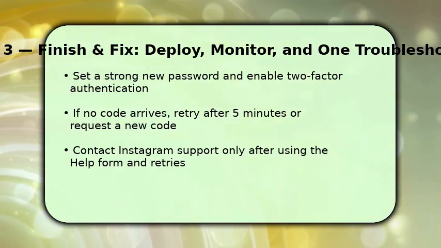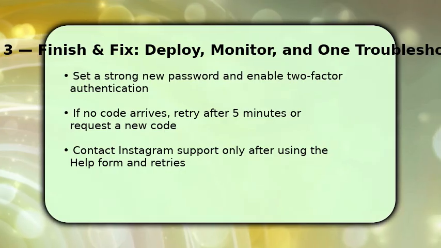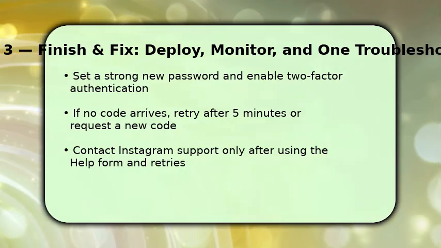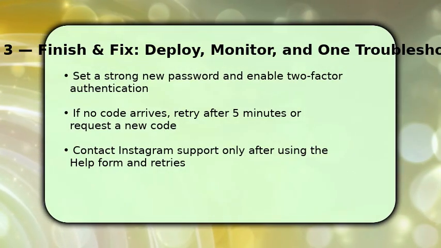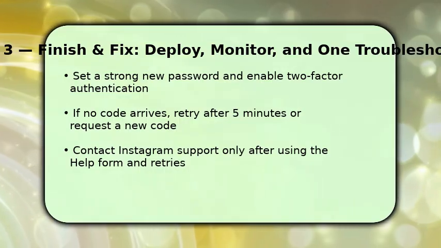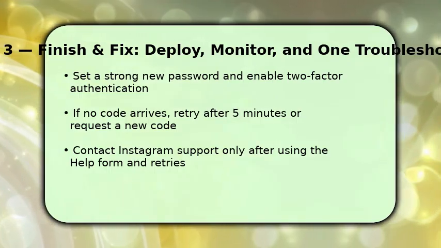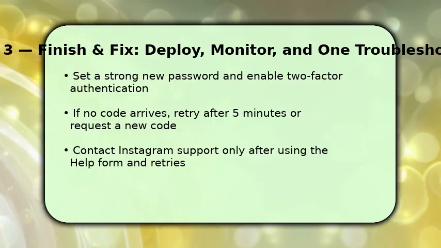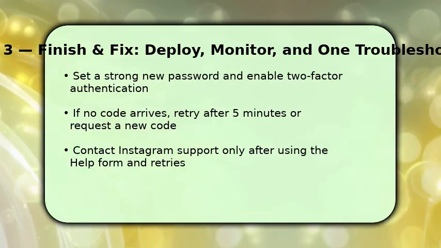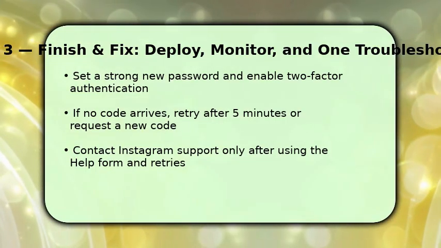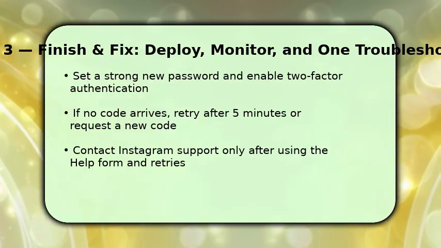If no code arrives, wait 5 minutes, check spam, and request a new code. Also confirm the correct email or phone. If repeated attempts fail, use the Need More Help flow and submit the requested ID or account details. Keep calm. Support responses can take time. Key troubleshooting tip: switch networks or devices before repeating requests to avoid.